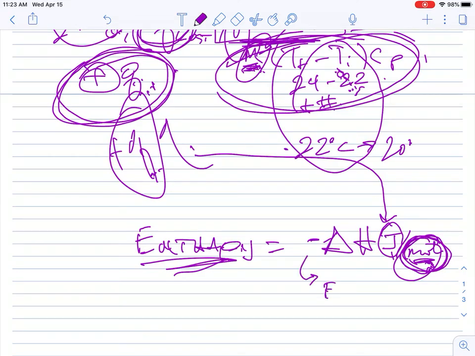So if you have a negative delta H, that means it's an exothermic reaction. If you have a positive delta H, that means it's an endothermic reaction. Okay?